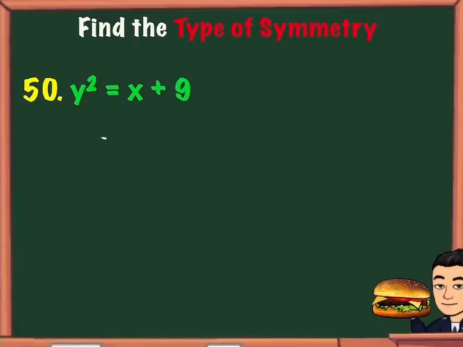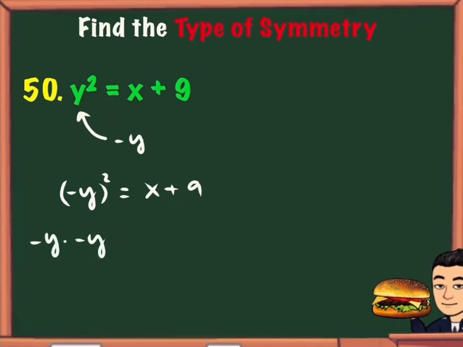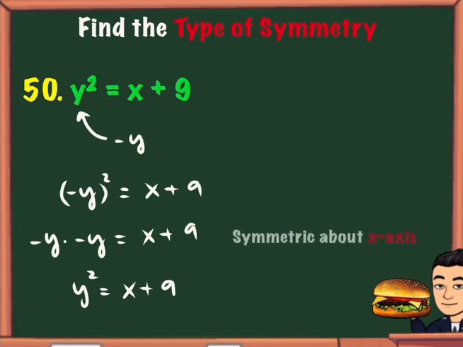For number 50, if you replace y with negative y, you're going to get the square of negative y equals x plus 9. And this is basically saying negative y times negative y equals x plus 9. And you're going to get y squared equals x plus 9, which is the same as the original equation. So this equation is symmetric about the x-axis.